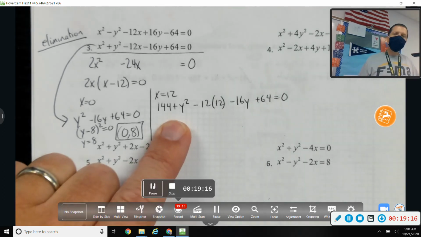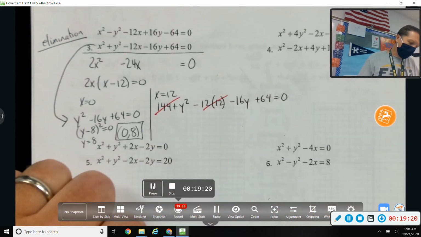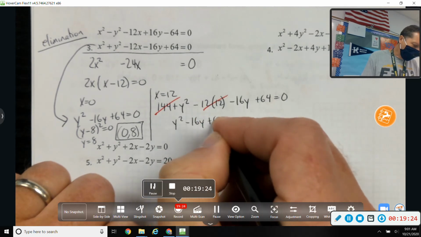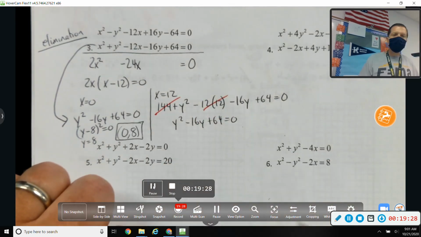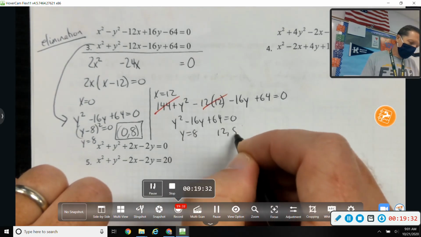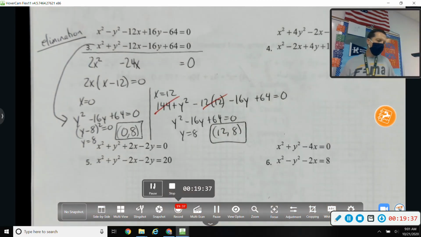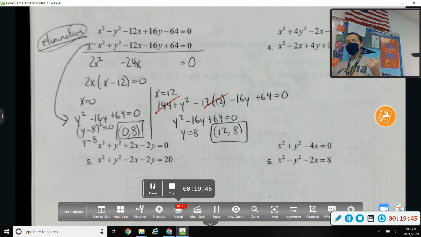This one looks terrible, but the 144's cancel each other out. And you end up with y squared minus 16y plus 64 equals 0. It's like, well, that looks familiar. We just did that problem. So 12, 8 is the solution to that one. I think on all the rest you can use elimination. So add them together, something goes away, and then go from there.